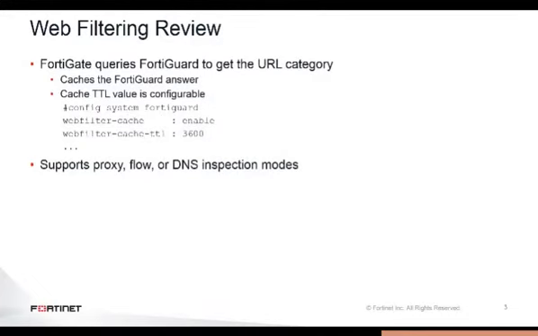Web filtering in FortiOS operates in one of three inspection modes: proxy, flow, or DNS. By default, FortiGate caches the rating results it receives from FortiGuard. So before it sends rating requests to FortiGuard, FortiGate checks that the website category isn't already in the local cache. You can configure the time to live, TTL, of the entries in the web filtering cache.